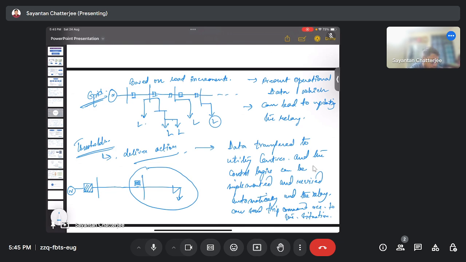But the problem is that suppose this breaker somehow maloperates, meaning it doesn't operate. Let's consider the case it doesn't operate. Then the fault would propagate, and the fault would increase. Means the fault current, there is a loss of energy, loss of resource, everything. So why do that? For that we also have a backup protection scheme.